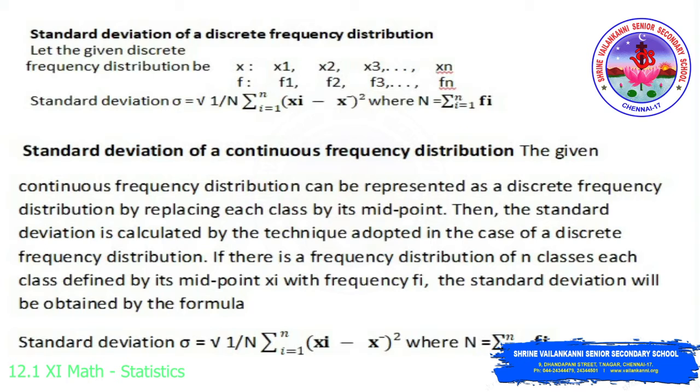Then standard deviation of a continuous frequency distribution. The given continuous frequency distribution can be represented as a discrete frequency distribution by replacing each class by its midpoint. Then the standard deviation is calculated by the technique adopted in the case of a discrete frequency distribution. If there is a frequency distribution of n classes, each class defined by its midpoint xi with frequency fi, then standard deviation will be obtained by the formula sigma equal to square root of 1 by n summation i equal to 1 to n fi xi minus x bar whole square, where n equal to sigma i equal to 1 to n fi.